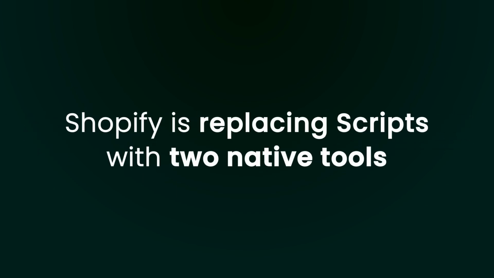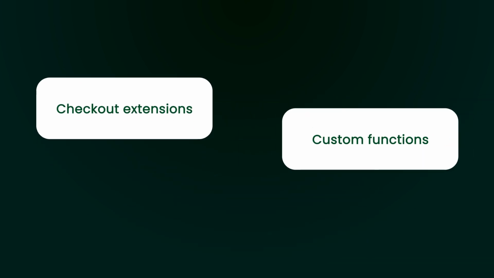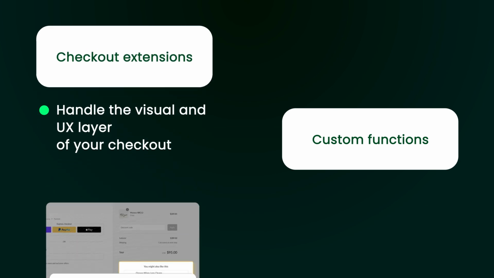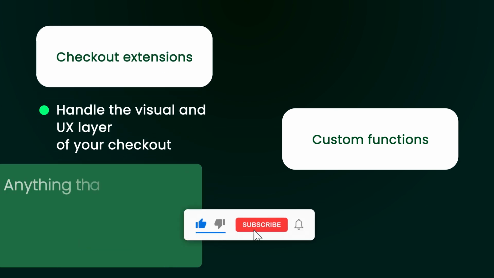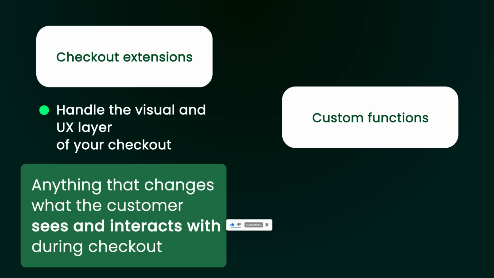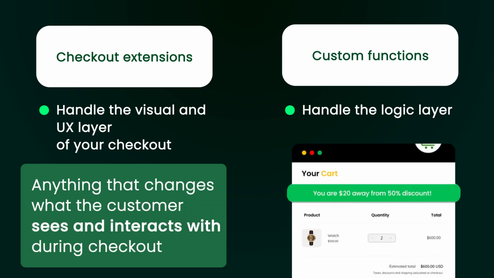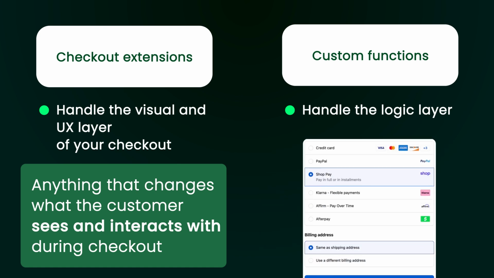Shopify is replacing Scripts with two native tools, checkout extensions and custom functions. Checkout extensions handle the visual and UX layer of your checkout. Custom fields, upsell blocks, trust badges, delivery instructions, anything that changes what the customer sees and interacts with during checkout. Custom functions handle the logic layer. This is where your discount rules, shipping conditions, and payment method visibility live in the new architecture.